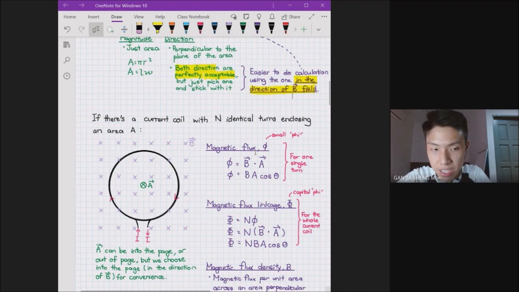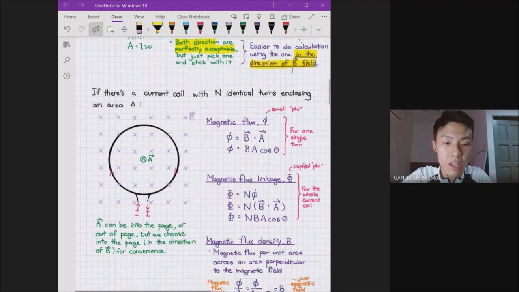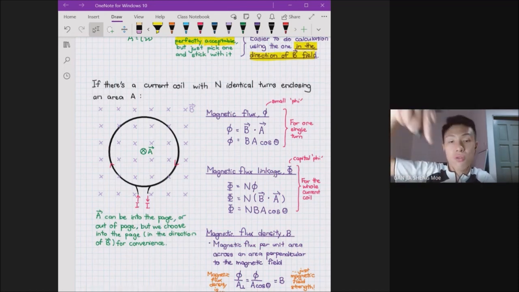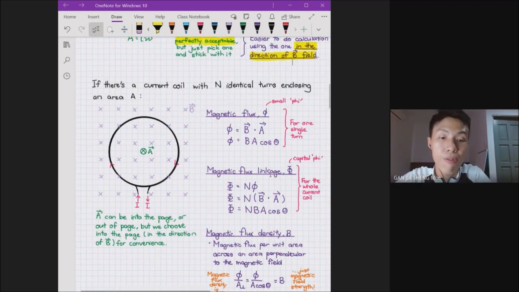That is magnetic flux. When you're calculating magnetic flux, you're calculating for one single turn. That's the ideal magnetic flux. Even though you have multiple turns, when you calculate magnetic flux, you're only calculating for one single turn. If you want to calculate it for the whole current coil consisting of n identical turns, then what you're calculating is called the magnetic flux linkage. It means you link together the magnetic flux through each of the circular loops. There are n circular loops, right? You link together their magnetic flux, then you get magnetic flux linkage.